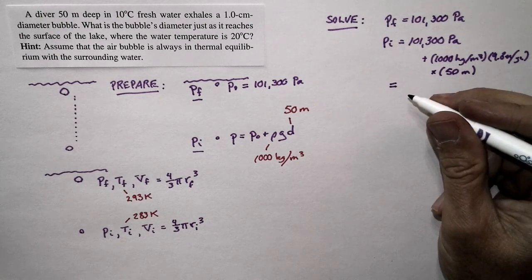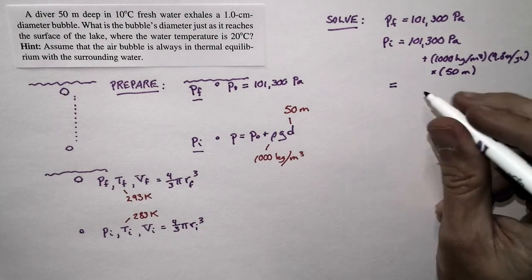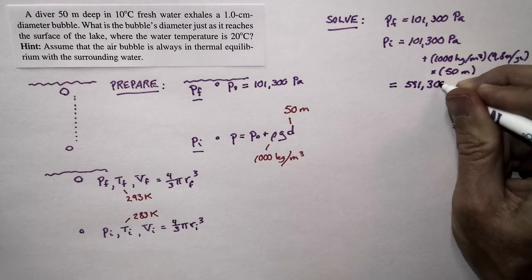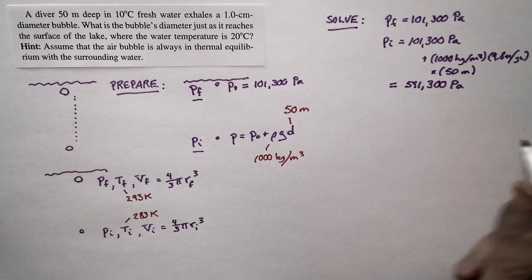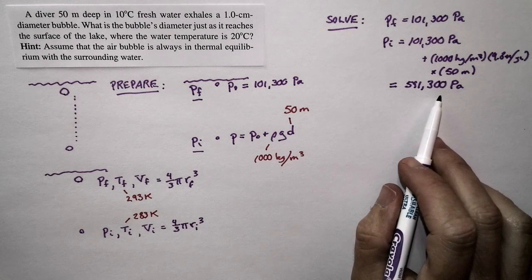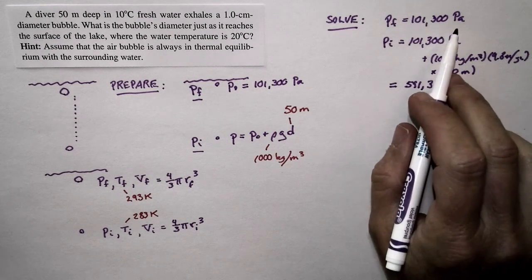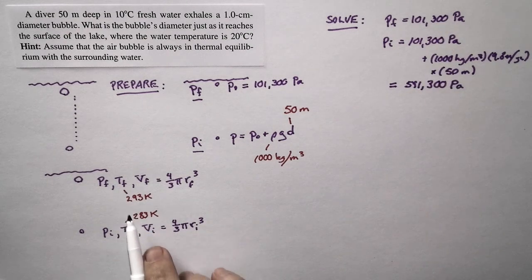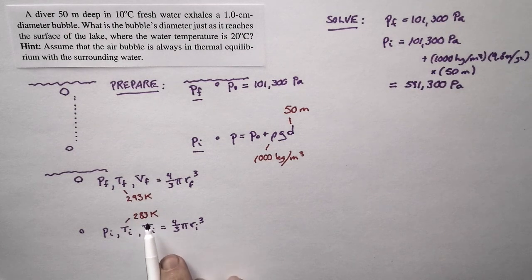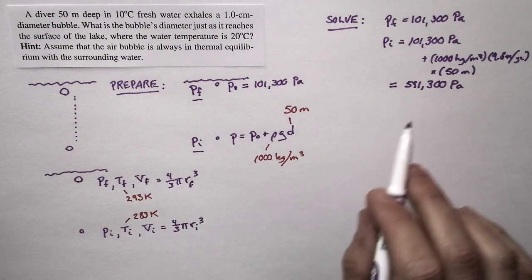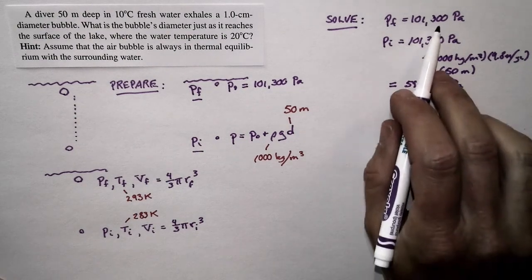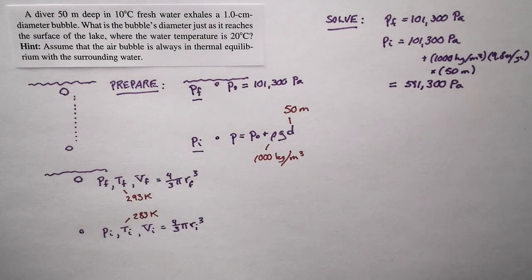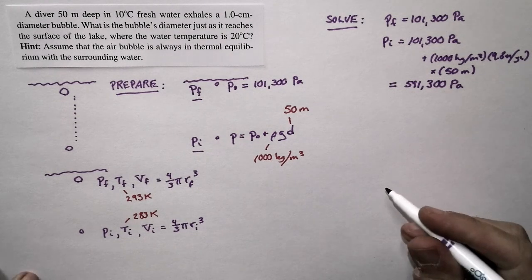If we compute this, we get a final answer for the pressure at depth of 591,300 pascals. Now notice, this number right here is approximately 6 times the pressure at the surface. So if temperature isn't a big factor, and I don't expect the temperature to be a big factor because it doesn't really change by very much, if the pressure goes down by a factor of 6, I would expect the volume to go up by a factor of 6. And we can use that to help ourselves out with some assessments.